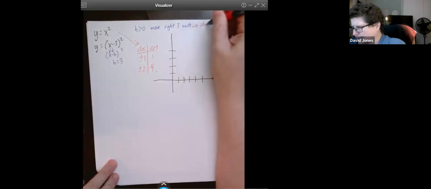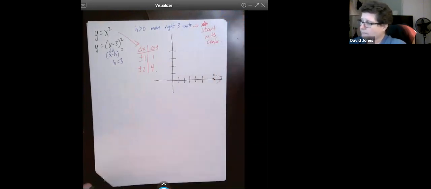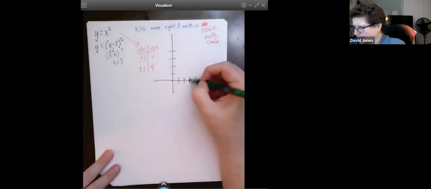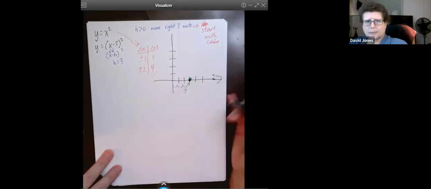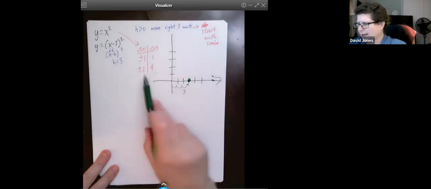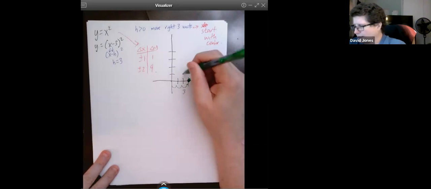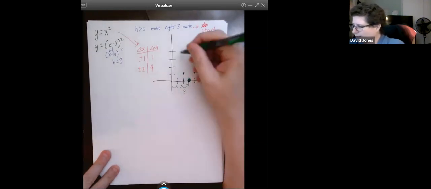Let's start with the center. It was here. I'm going to move it right 3 units and put it right there. 1, 2, 3. And now I'm going to follow my pattern. Left or right 1 from there, I go up 1. Left or right 2 from there, I go up 4.